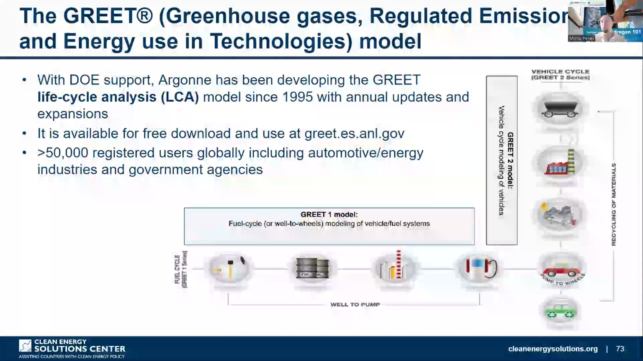There is also an additional GREET-2 model, which focuses on the vehicle side or the point of use side. So if you have a vehicle that is consuming a certain flavor of fuel with certain emissions profile, it will tell you what are the on-roads or what are the emissions associated with the operation of that vehicle per mile driven. Next slide.